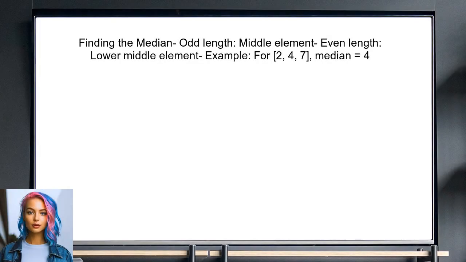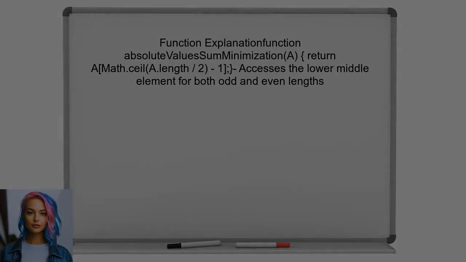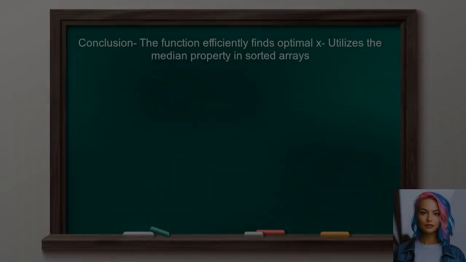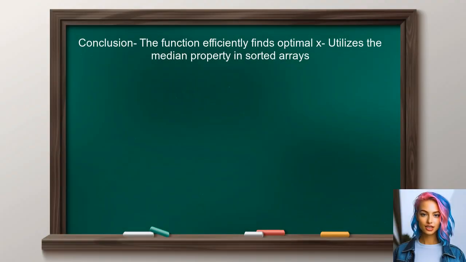In a sorted array, if the length is odd, the median is the middle element. If the length is even, the median is the average of the two middle elements. However, since we want the smallest integer, we take the lower middle. Now let's look at the function provided. It calculates the median by accessing the element at the index of half the length of the array, adjusted for zero-based indexing. In conclusion, the user can see that the function efficiently finds the optimal integer x by leveraging the properties of the median in a sorted array.